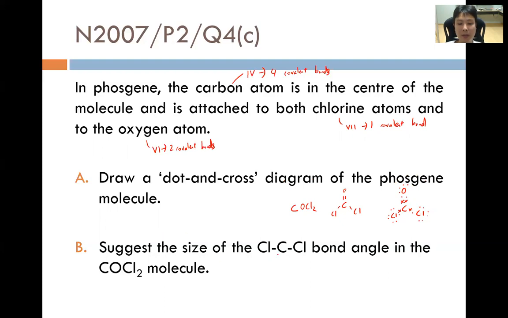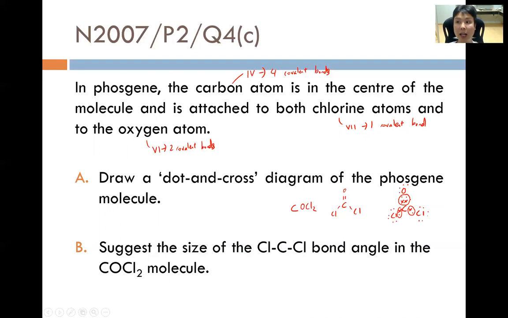Suggest the size of the ClCl bond angle in this molecule. This is something that will be covered in the next part of the chapter, but I'll just briefly go through this. If you look at the number of electron domains about this carbon, there is 1 electron domain, 2 electron domains and 3 electron domains. What it means is that there are 3 regions of space where you need to put 3 different sets of electrons around the center carbon atom.